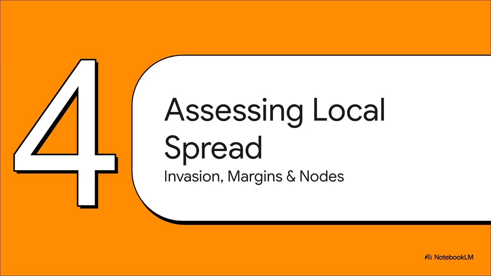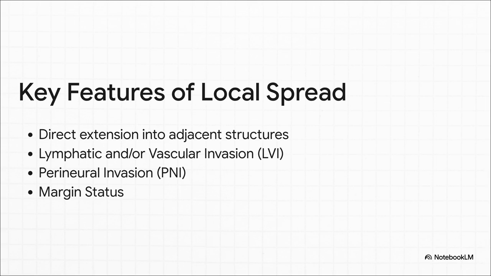Okay, so we've got the grade. We know how aggressive this thing is. Now, the next big question is, where has it gone? It's time to map out its local spread. That means checking for invasion, looking at the margins, and hunting for any involved lymph nodes. When you're looking down the scope, these are the red flags that tell you the tumor is on the move.